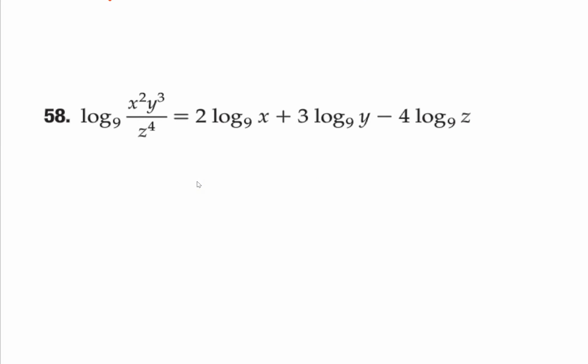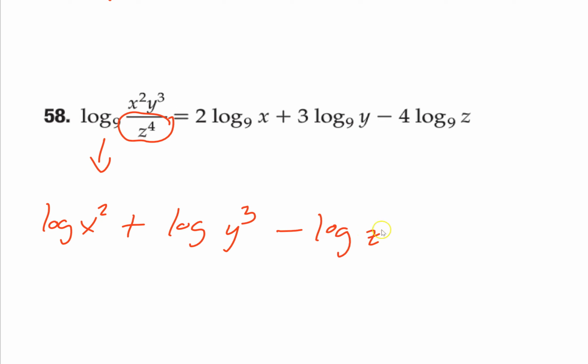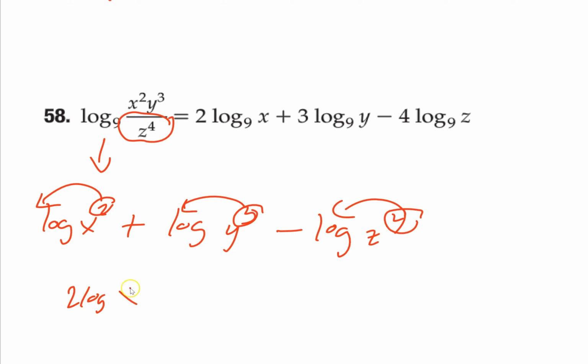This one right here, they're saying is all of this. Let's break this up ourselves. I have this. How would I break that up? Well, multiplication is addition. So we have something like this, plus log y cubed. Notice how you're dividing by z to the 4th, so that's a negative: minus log z to the 4th. And then you have all these powers, so you gotta do my favorite rule. Bring them to the front. If you do that, you're gonna get 2 log x plus 3 log y minus 4 log z, which matches.